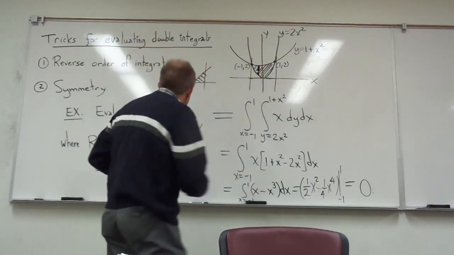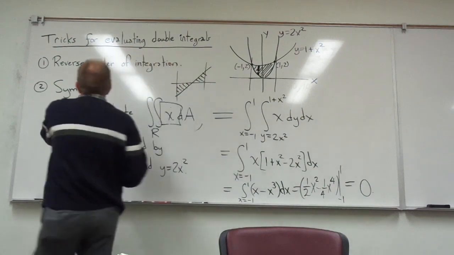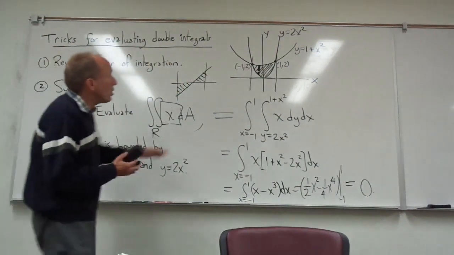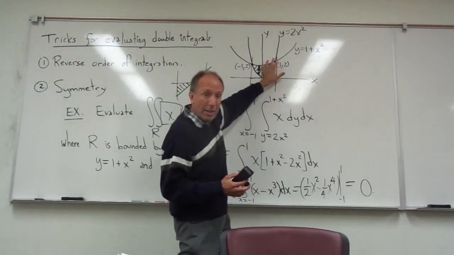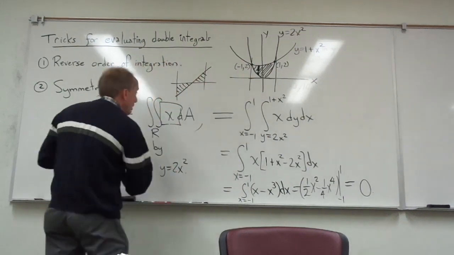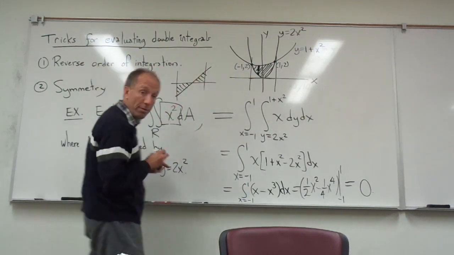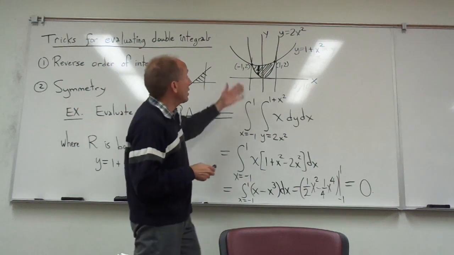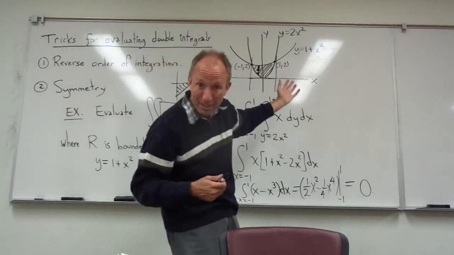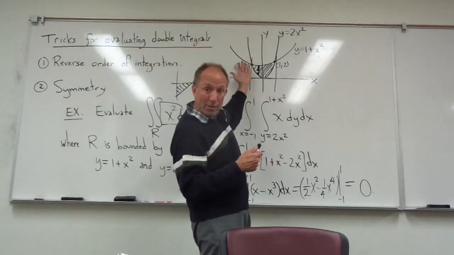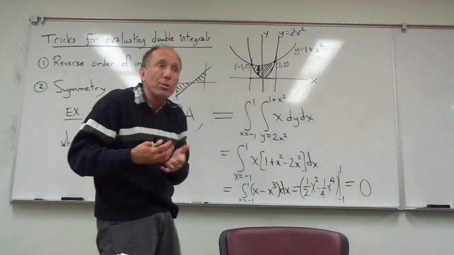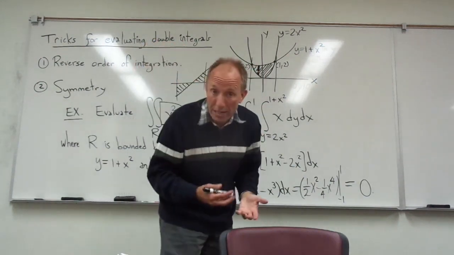Okay, we're going to use the symmetry a lot, so this is a very nice trick. It depends on the shape of the region as well as the function. Now, if the function had been x squared, well now x squared is always positive, even on the left side of this region. I won't be able to cancel anything out anymore.